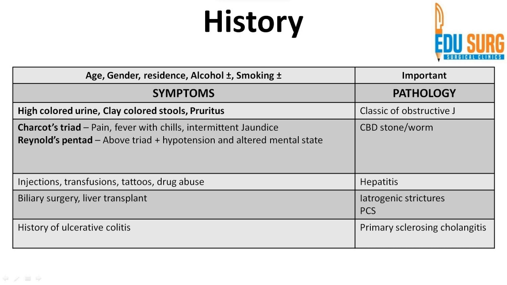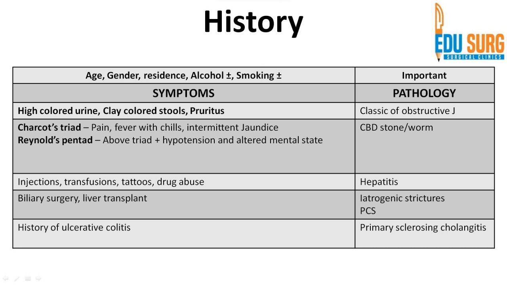So when you are taking history, you don't know whether a patient has obstructive jaundice. So we will answer the 4 points that we have seen with the help of history and examination. What are the common points? The common points which are pathognomonic of obstructive jaundice are high colored urine, clay colored stools, and pruritus, right? So, if the patient has these three symptoms, you know that your case is obstructive jaundice.